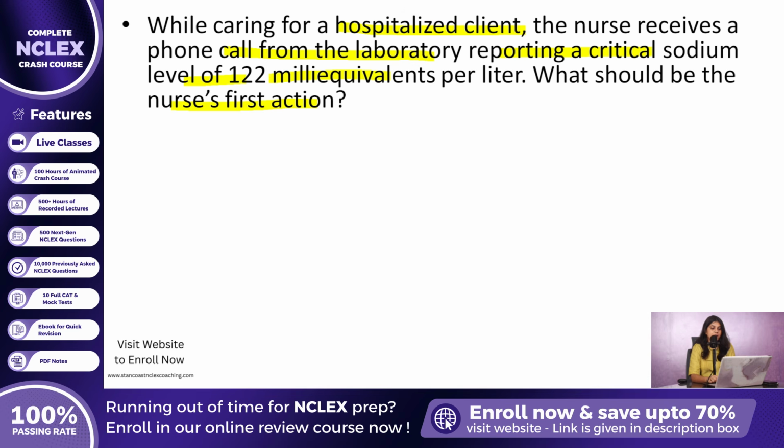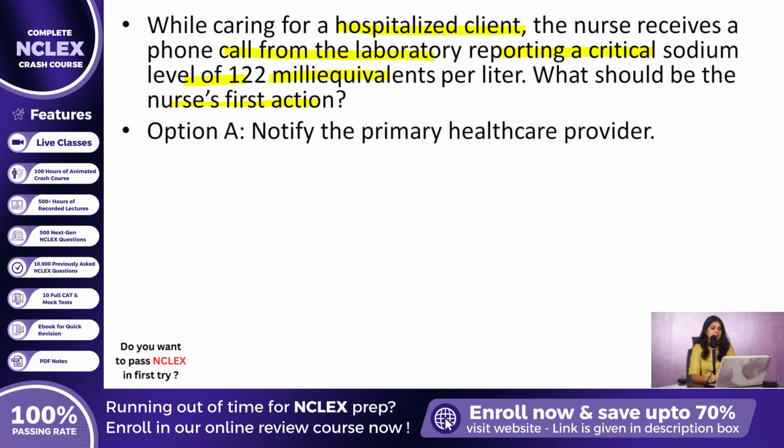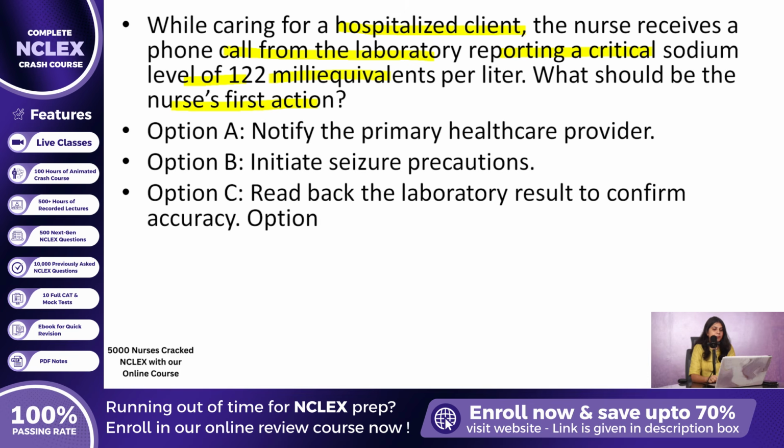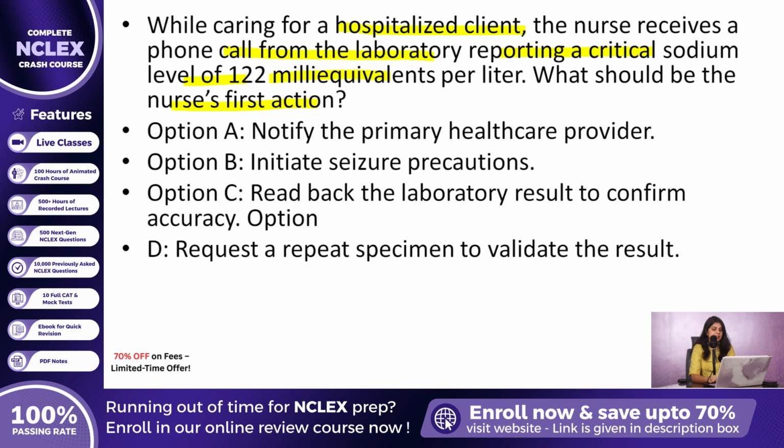The choices are option A, notify the primary healthcare provider. Option B, initiate seizure precautions. Option C, read back the laboratory result to confirm accuracy. Option D, request a repeat specimen to validate the result. The correct answer is option C, read back the laboratory result to confirm accuracy.